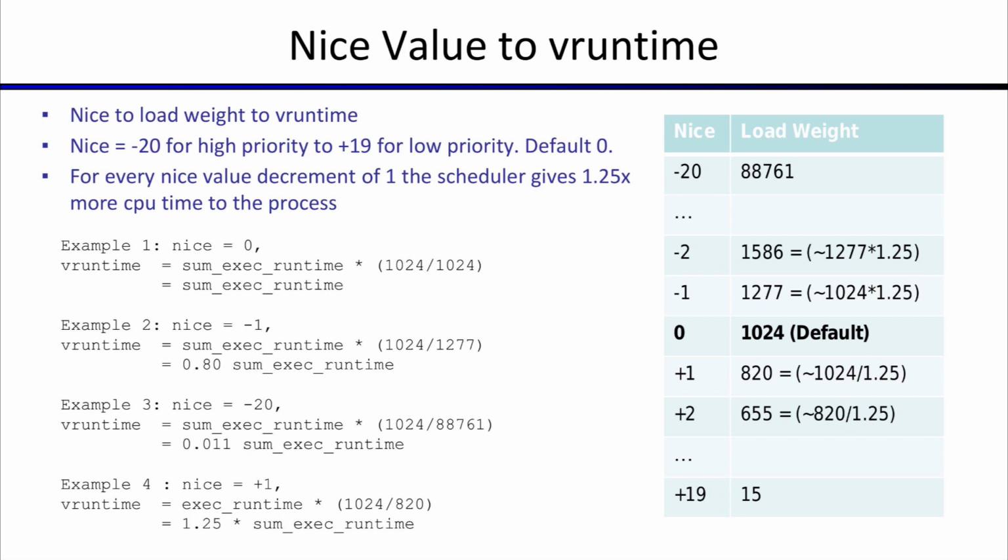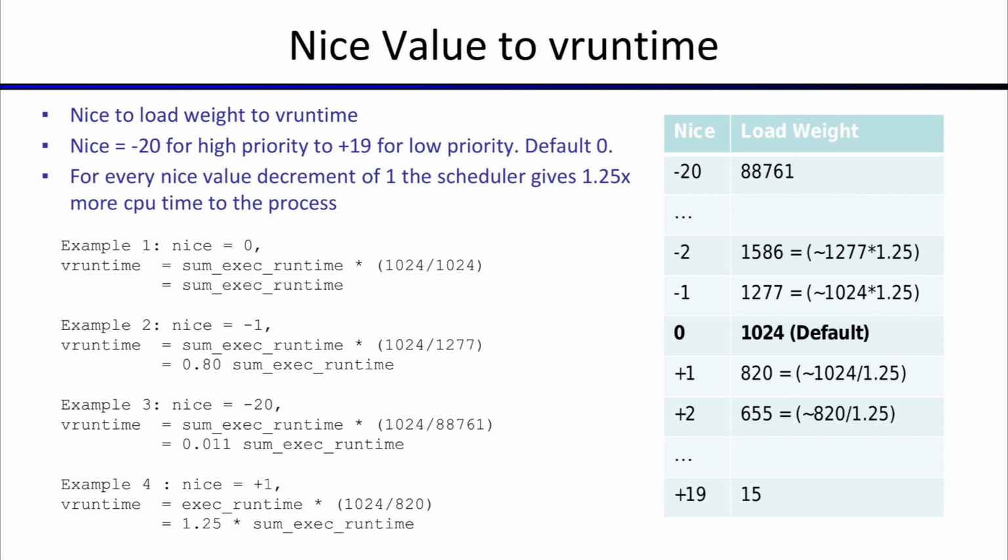Now let us take a few examples here. In example 1, you can see nice is 0. V runtime equals the sum of all the CPU execution runtime multiplied by 1024 divided by the load for nice equals 0, which is 1024. So it's exactly the same as the sum exec runtime. Example 2, we decrement the nice, which means we make it a higher priority process. Now the V runtime in this case will multiply it by a factor of 1024 divided by 1277. And that is about 0.8 times the sum exec runtime.